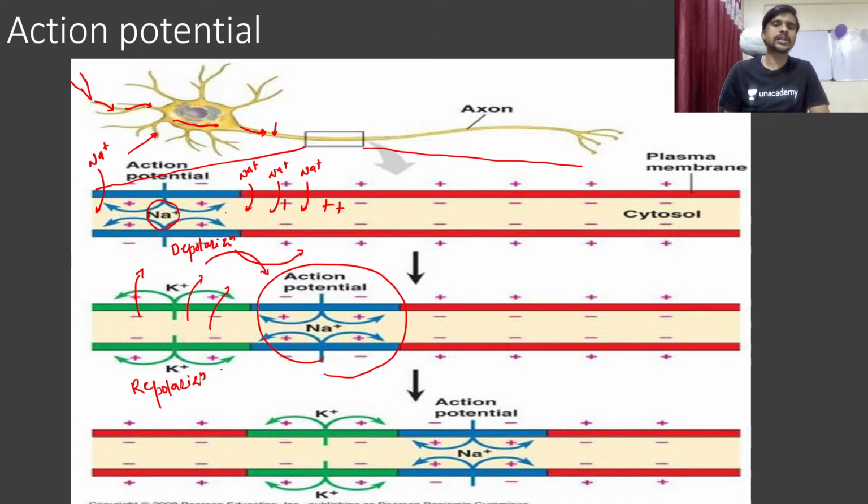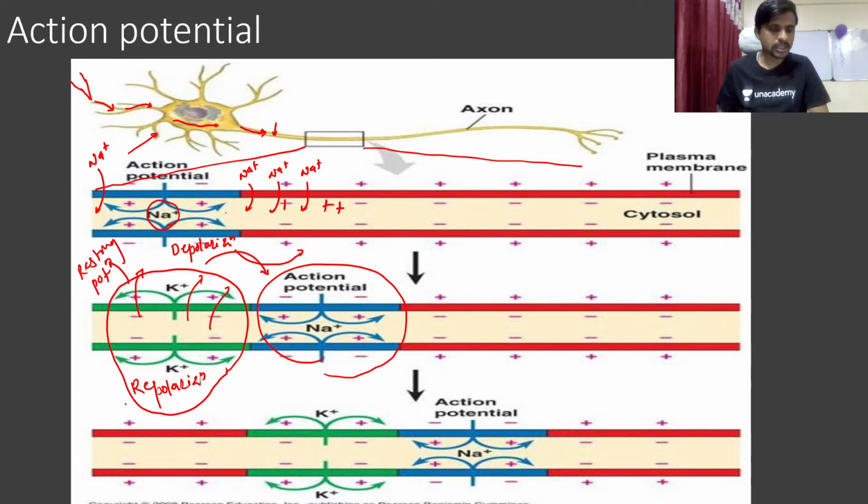As it moves forward, the part behind it, so this part is now again attaining its resting potential. Resting potential. So the process of attaining the resting potential again is called the repolarization, and the process of changing its potential toward the more positive is called the depolarization, guys.